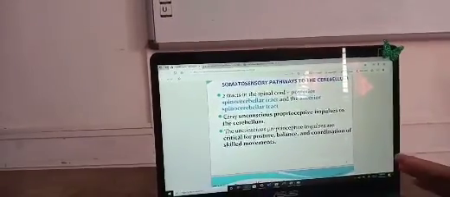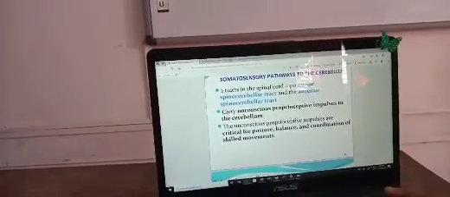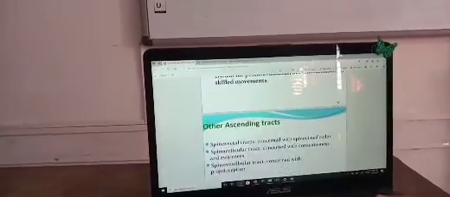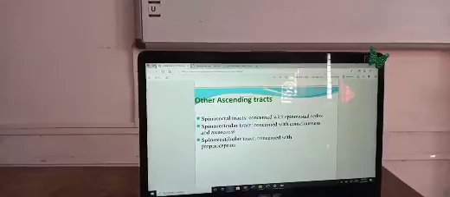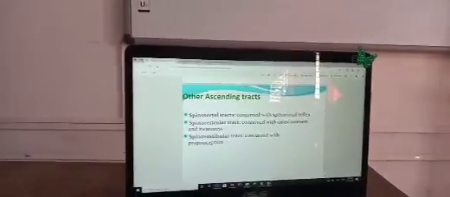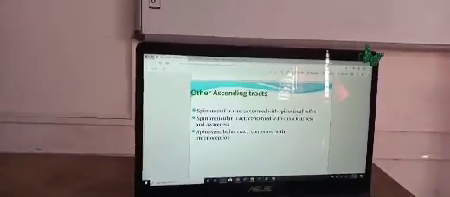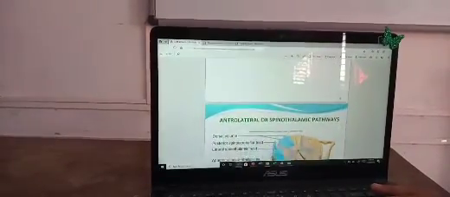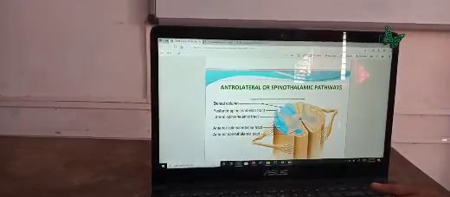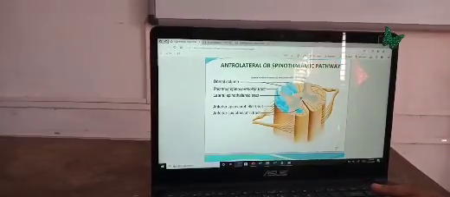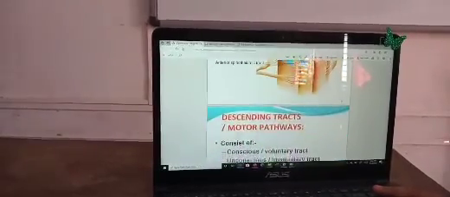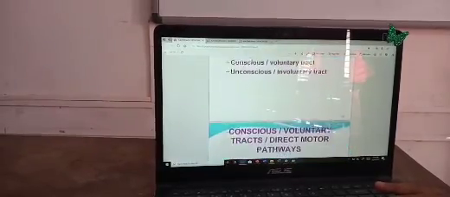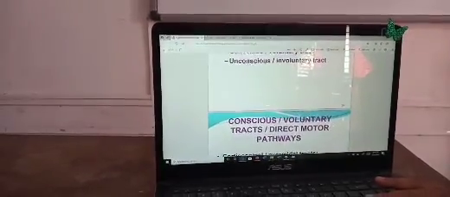Now there are some somatosensory pathways of the cerebellum as such. Now going into the ascending tract: spinotectal tract, spinoreticular tract, spinovestibular tract. So all these are some nerve tracts. Spinothalamic pathway, descending tracts, conscious and unconscious tracts.